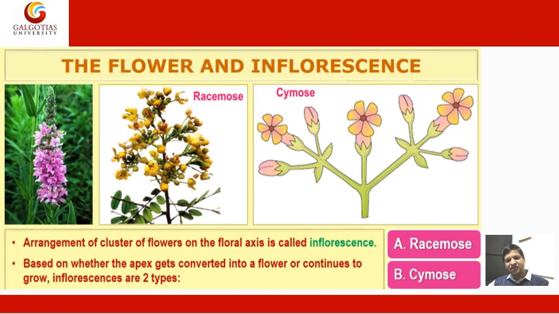The arrangement of a cluster of flowers on the floral axis is called inflorescence. Based on whether the apex gets converted into a flower or continues to grow, inflorescences are of two types. First is the racemose and second is the cymose. You have examples of flowers showing which is racemose and which is cymose.